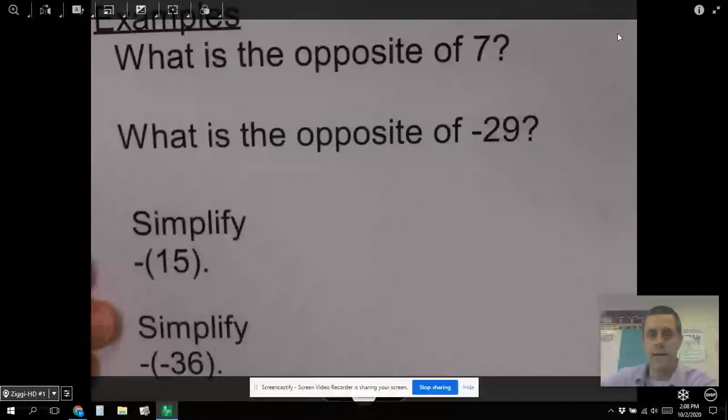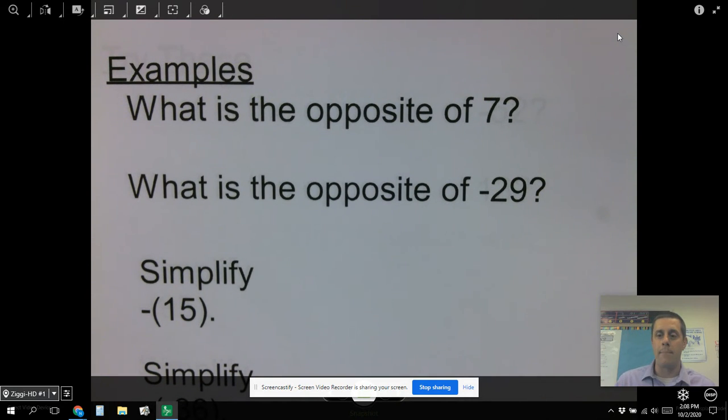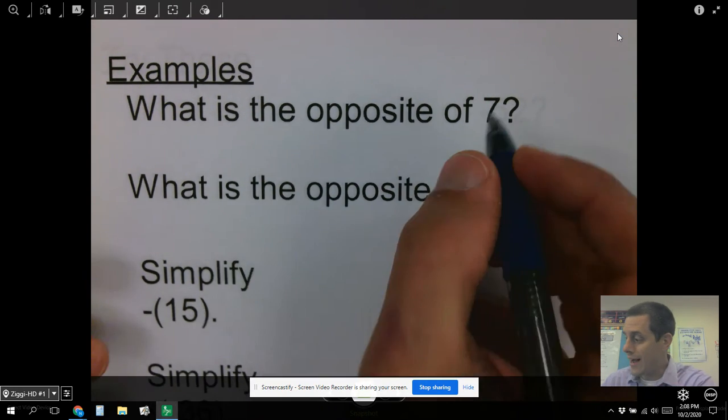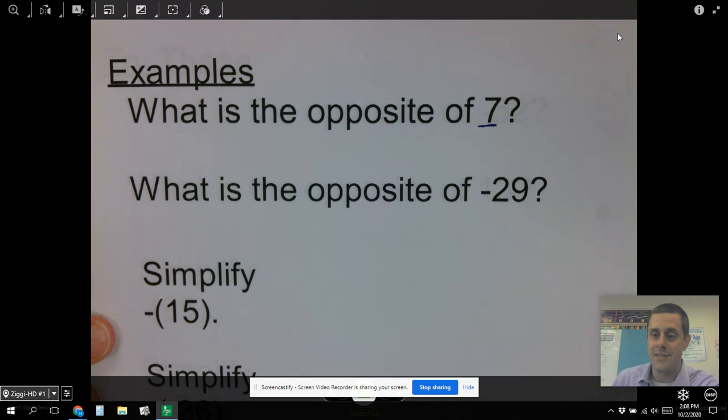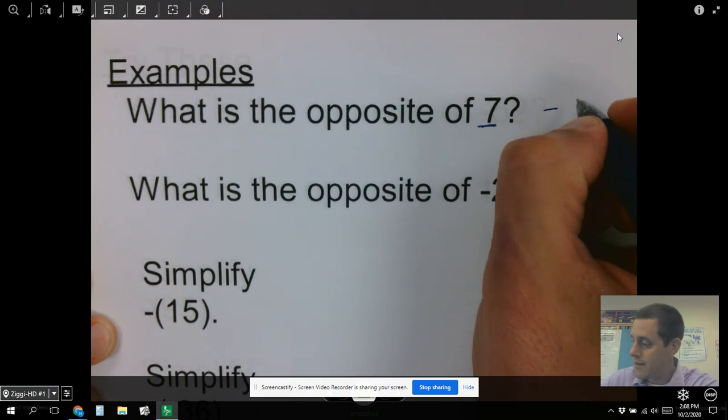Let's try a couple problems out. Our first example is just asking us what is the opposite of 7. So I know +7 is 7 units to the right of 0. So its opposite would be 7 units to the left of 0. The value that is 7 units to the left of 0 is -7.